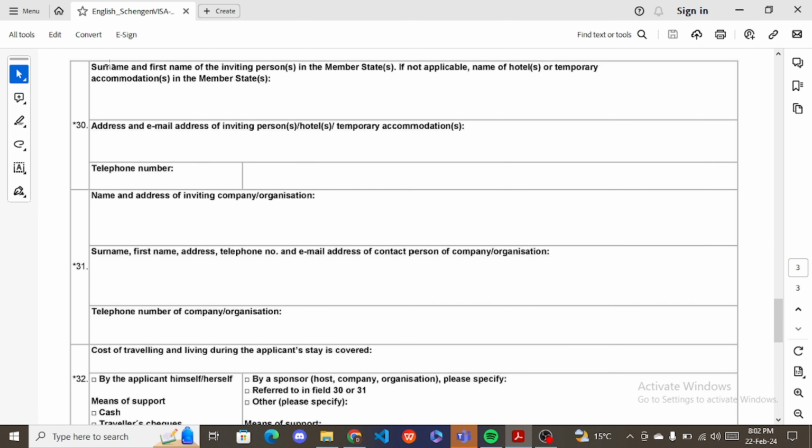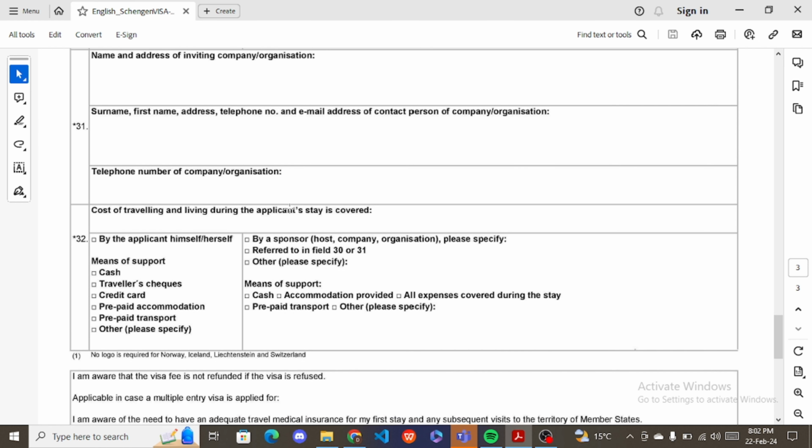So field 30 is talking about the surname and first name of the inviting person. Of course, if you tick that someone is sponsoring you, a host or company or organization, then please make sure you fill in their correct details in field 30 or in 31.